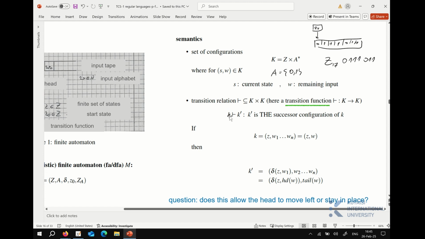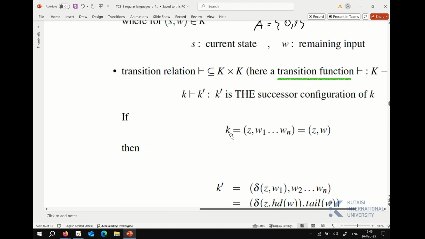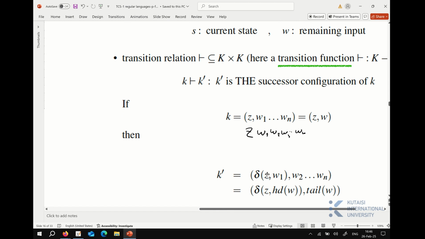Now I define a relation. If you do not remember what the relation is from discrete structures, it's okay, never mind. So that assigns to every configuration the next configuration. And it's assigned exactly as you said. So if your configuration was some state Z and some string like this, right? This is your K. What is the next configuration? The next configuration is to the state you apply the first symbol, so delta Z W1, and everything else stays the same. So this defines the next configuration, right?